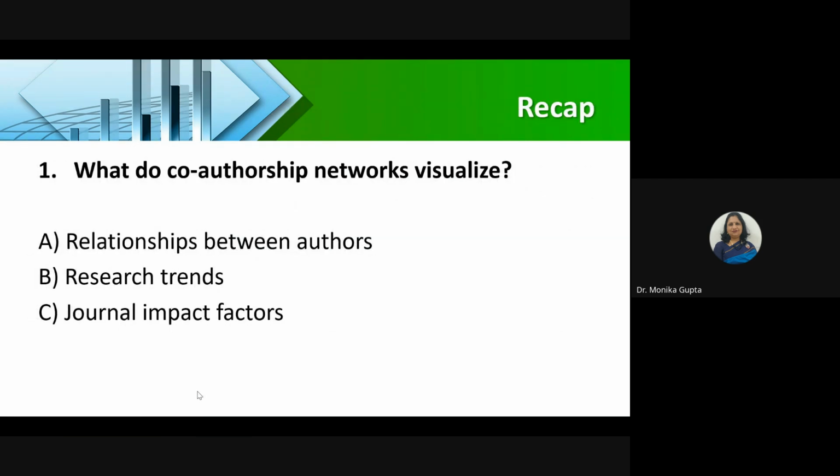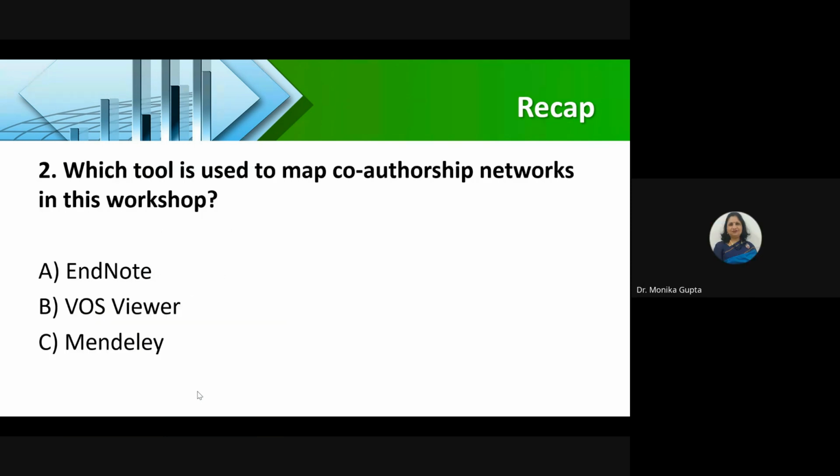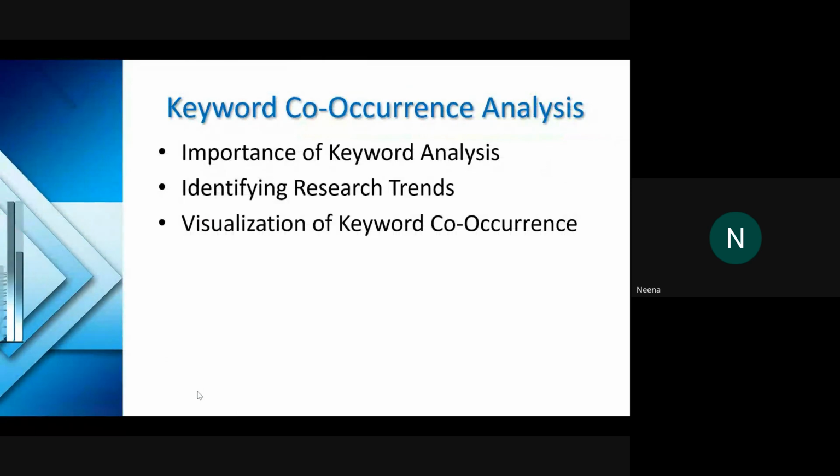Okay, so what do co-authorship networks visualize? A, ma'am. A. Okay. Which tool is used to map co-authorship networks in this workshop? B, VOSviewer. B option. Now, first is clear, collaborations, co-authors.